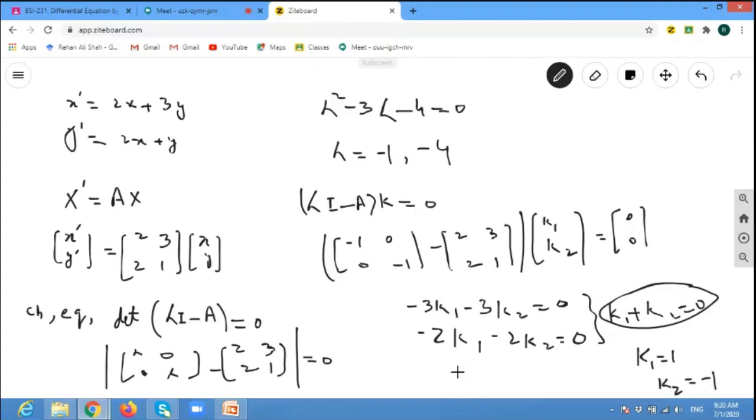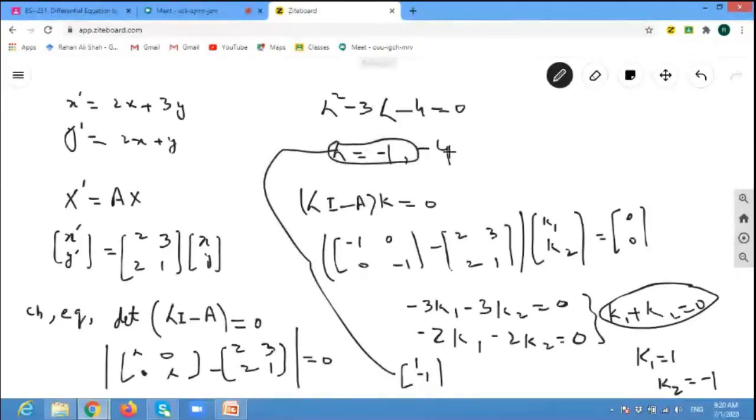So what is the eigenvector? The eigenvector is 1, minus 1. And this eigenvector is corresponding to lambda equal to minus 1. Similarly, you will put 4 and get other values of k1 and k2, and that will become the eigenvector corresponding to lambda equal to 4.